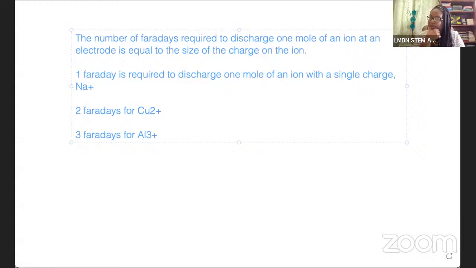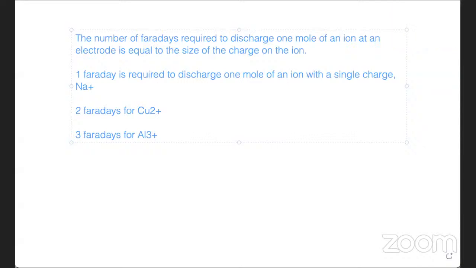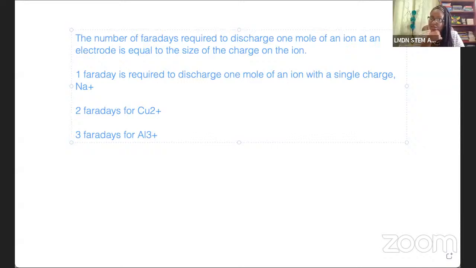The number of Faradays is what you need to discharge 1 mole of an ion at an electrode, and that is equal to the size of the charge on the ion. So that's what that looks like. And then generally, how you would get the number of Faradays, this is important too as we move forward.